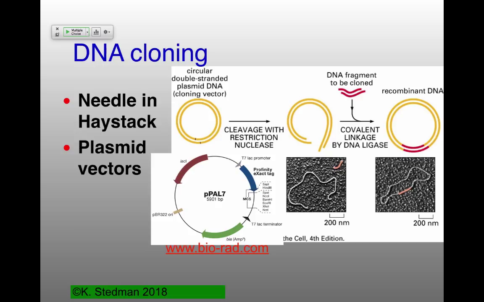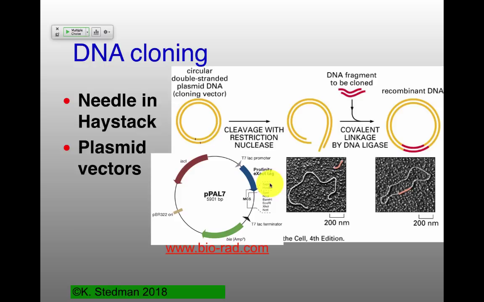So this takes advantage of these so-called vectors or plasmids. Plasmids are small, double-stranded, circular, sort of mini chromosomes, I like to think of them, which over time, people have put multiple different recognition sites for restriction endonucleases into them. So in this case, we have what's called the multiple cloning site. MCS is lots of sites for your favorite restriction endonuclease.